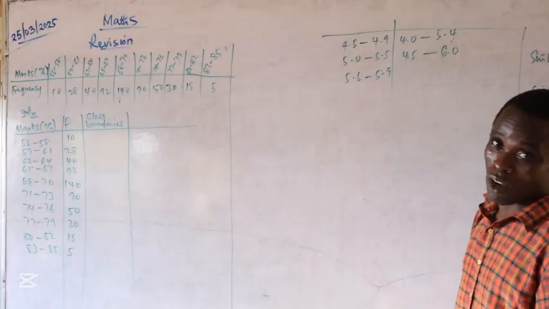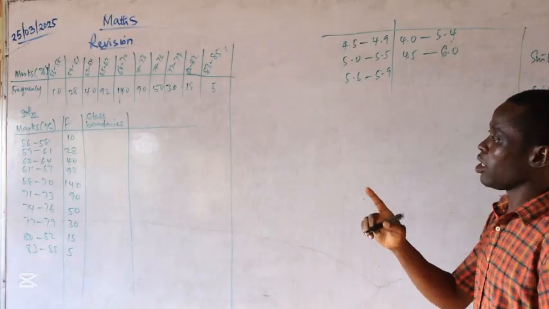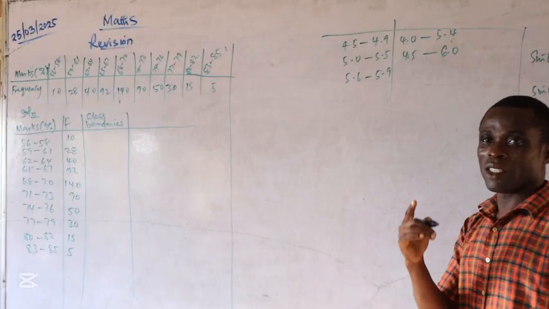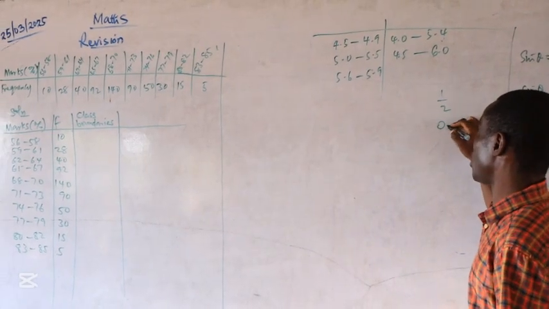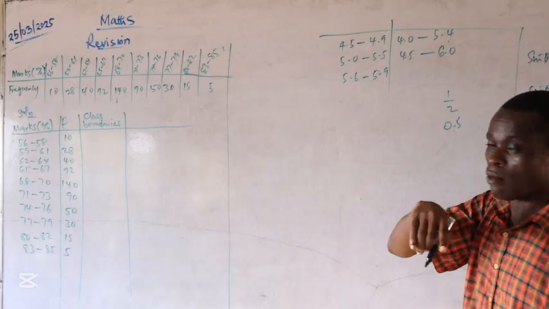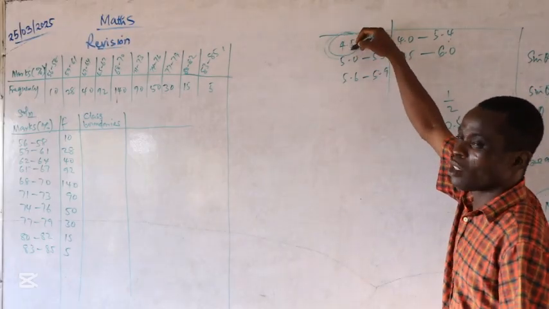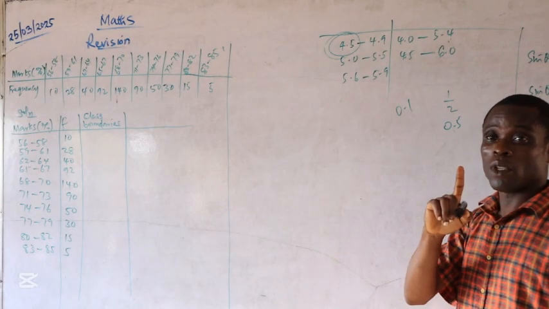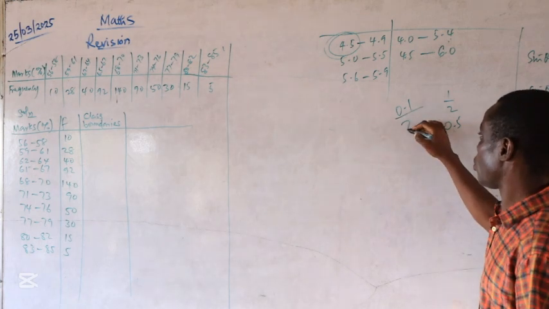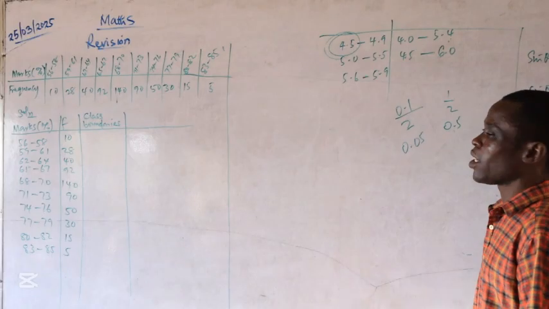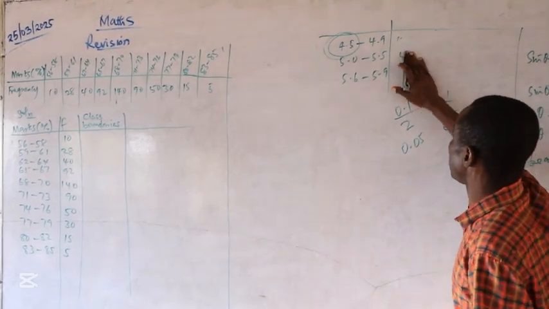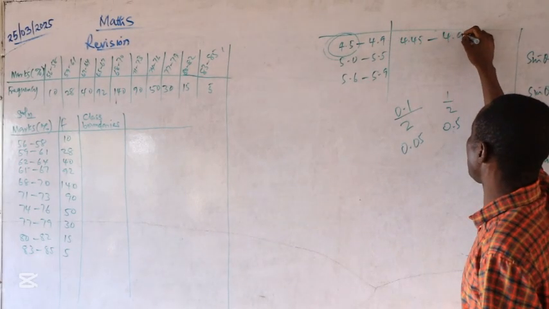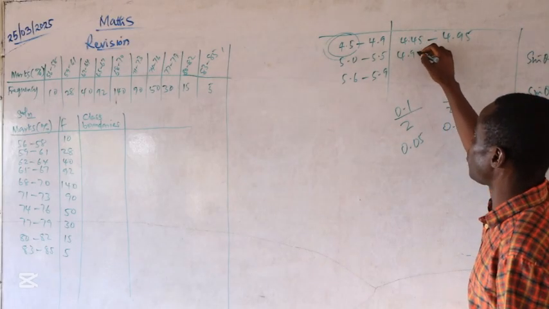The reason is this. Maybe you have done approximation. If it is to the nearest whole number, the nearest is always 1. When you divide that 1 by 2, it gives you 0.5. That is the reason why you subtract 0.5. But this one is not to the nearest whole number; it is to the nearest 1 decimal place. That 1 decimal place is 0.1. When you divide it by 2, it's 0.05. Subtract 0.05 from this, that is 4.45. Add 0.05 to this, 4.95.